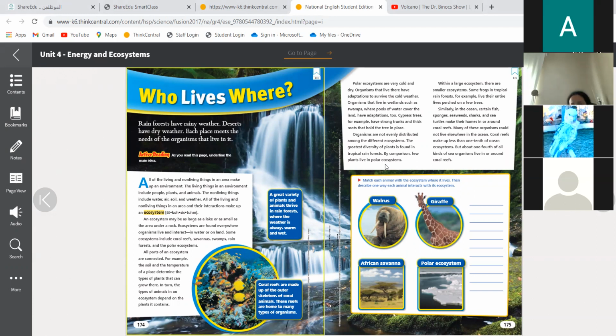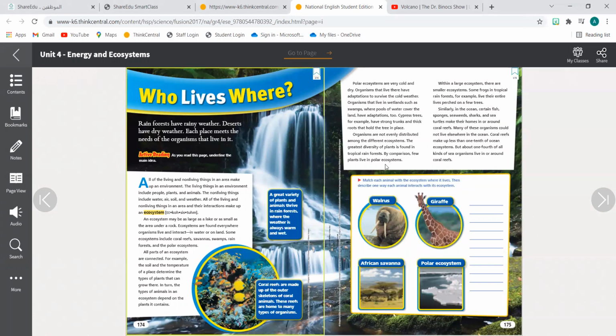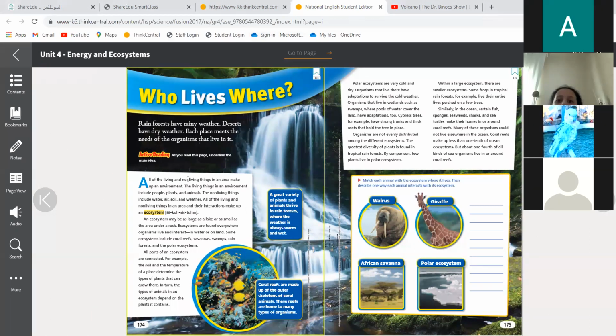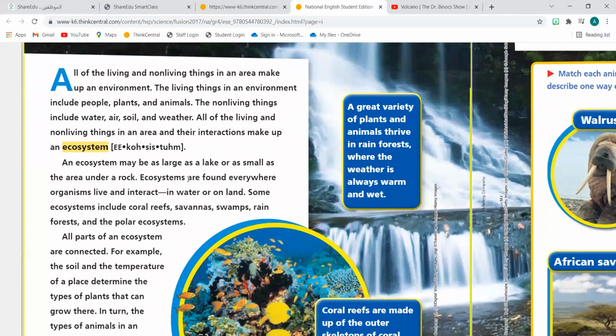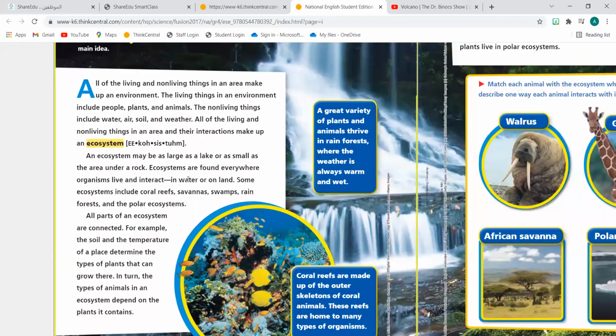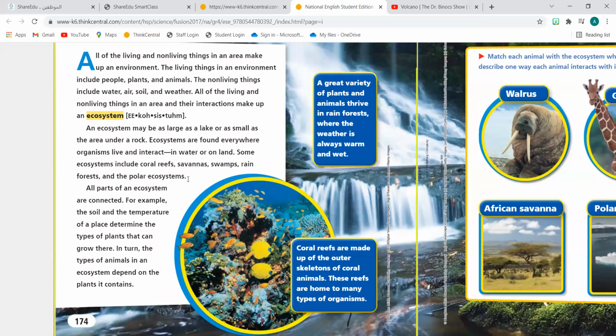But before the habitat, what about all the living and non-living things interacting together in one place, needing each other in one place? What do I call it? I call it an ecosystem. Why? Because an ecosystem is a system, all complete. Everything inside this system needs each other to survive.